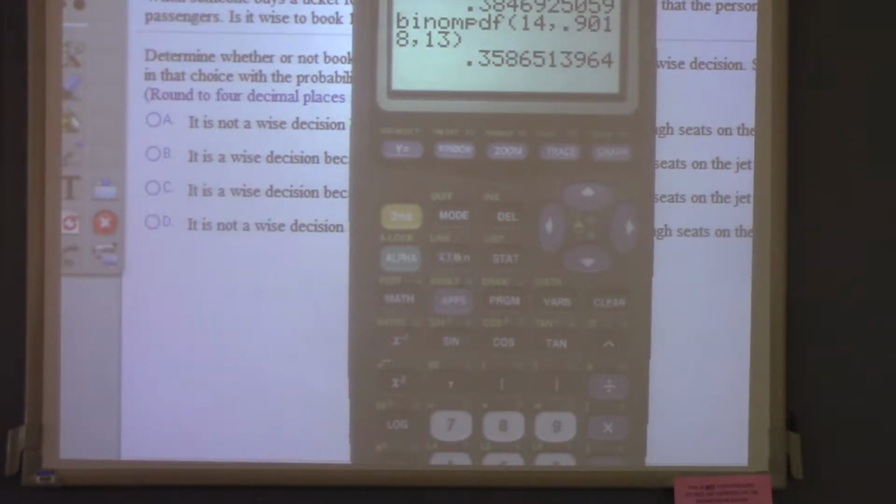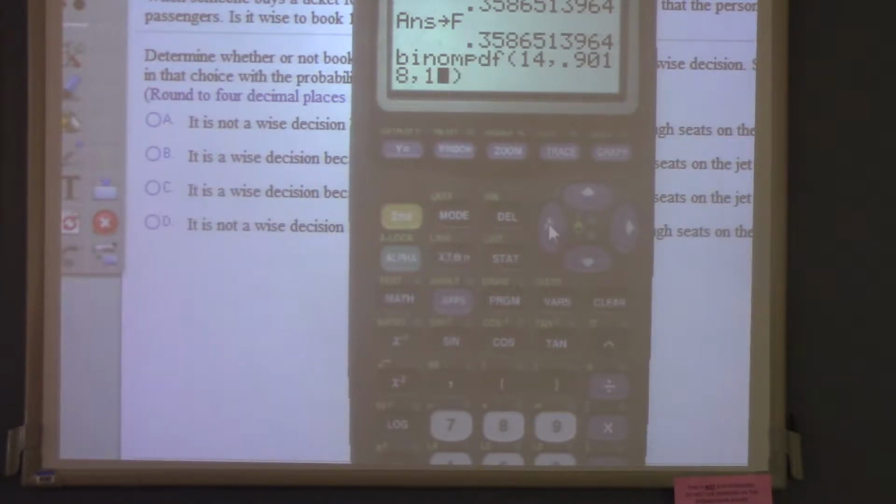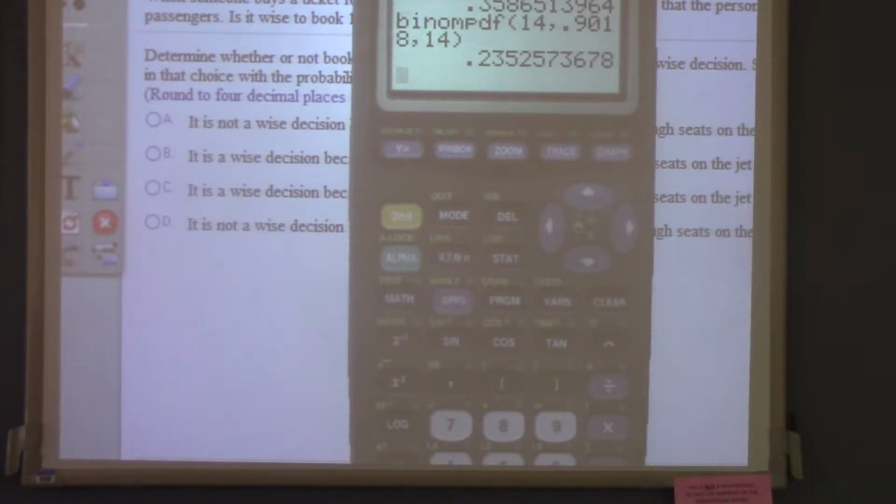So Stowe, where you buy your bread, alpha, and we'll call that the first number, so we'll call it F. And then second function, enter. Second function, enter. And change that to 14. I get that, plus alpha, what do we call it, F? Enter. I get 0.59.